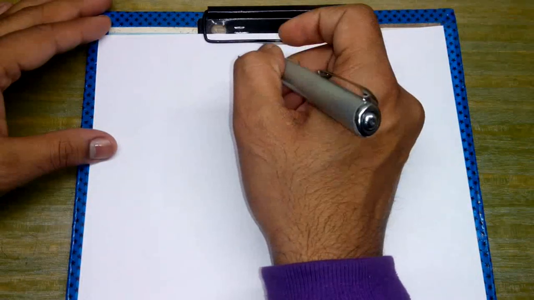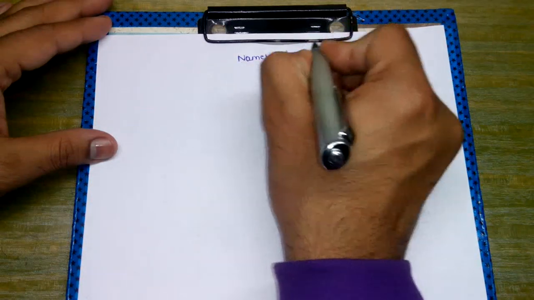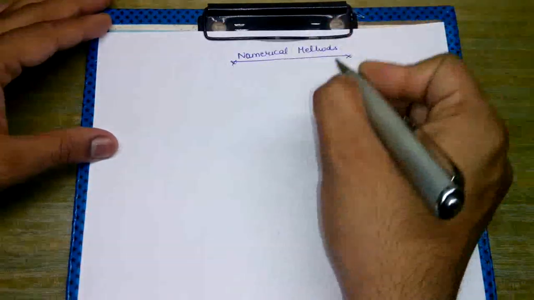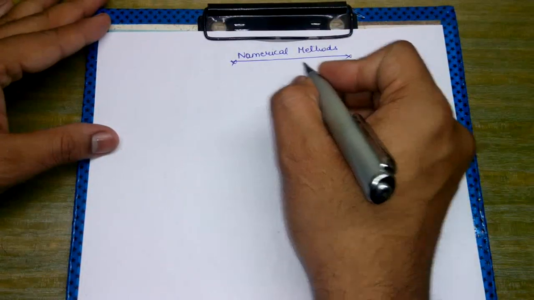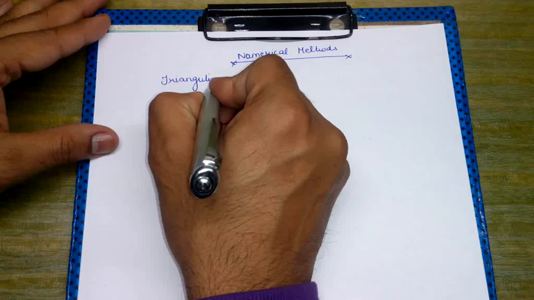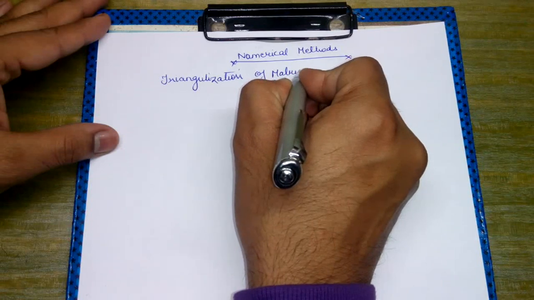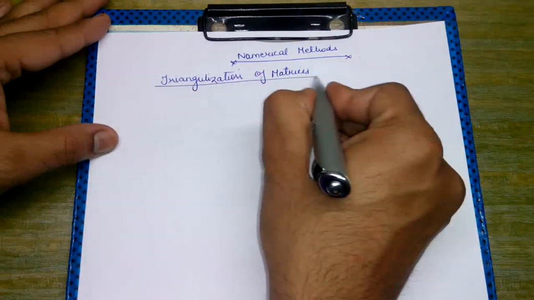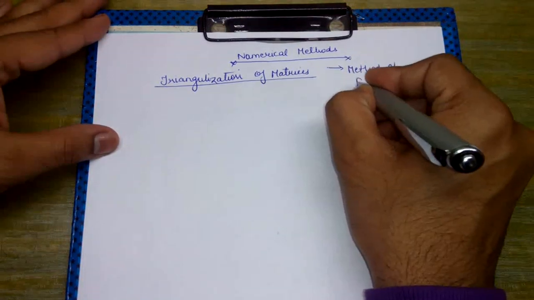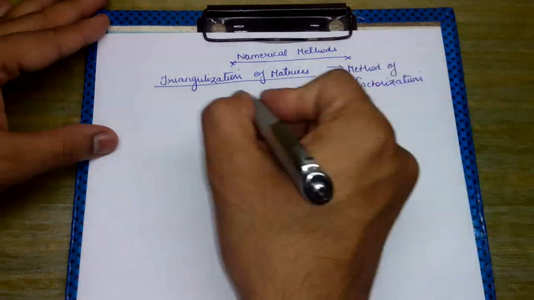So let us start with the chapter on numerical methods. Okay, so in the numerical method, the first thing that we have to study is the triangulation of matrices. Okay, so this is nothing but it is actually a method of factorization. This is a method of factorization.